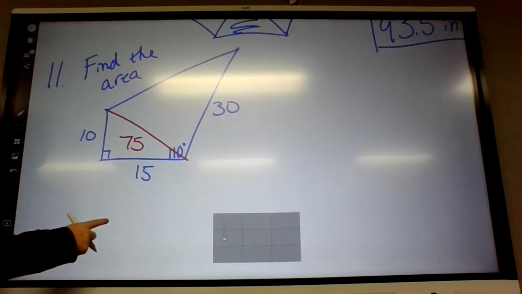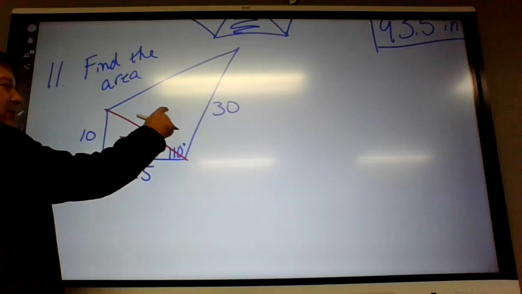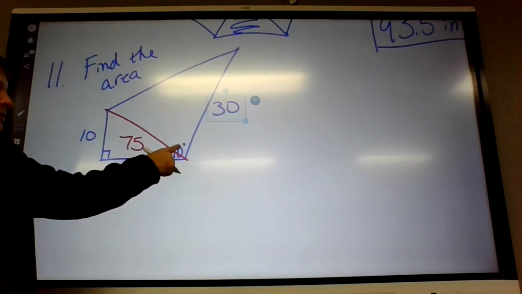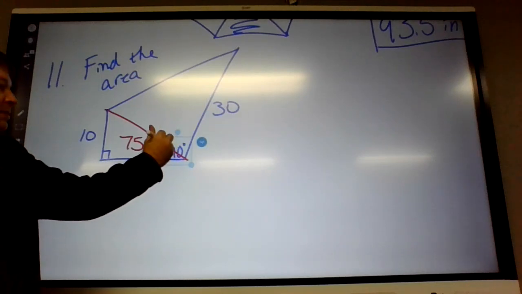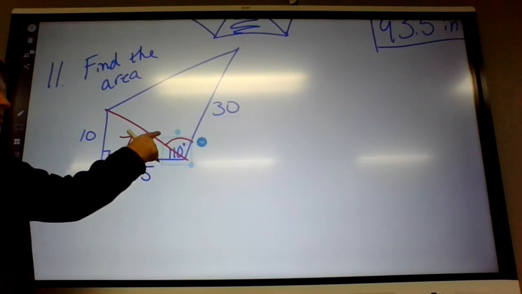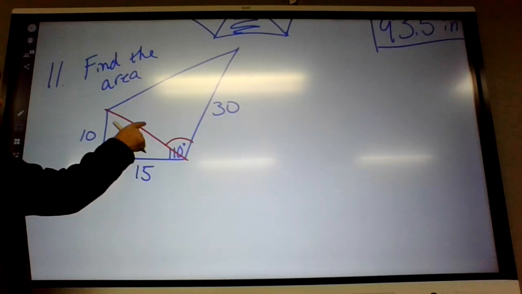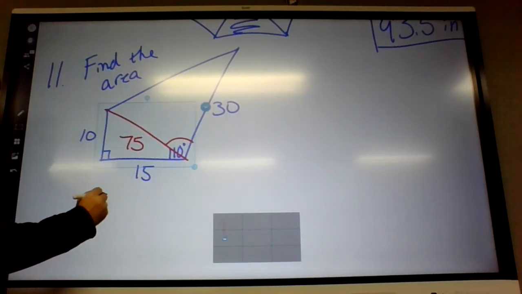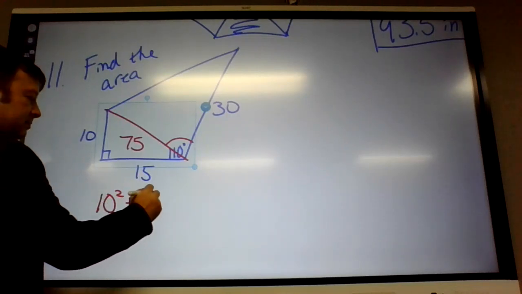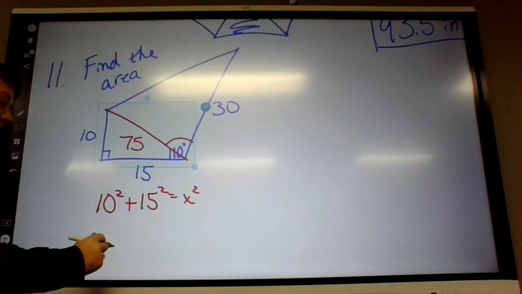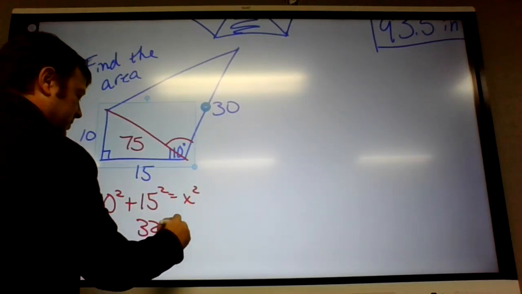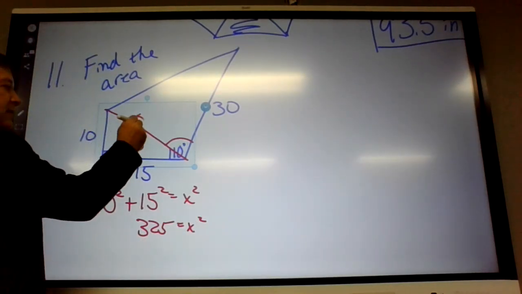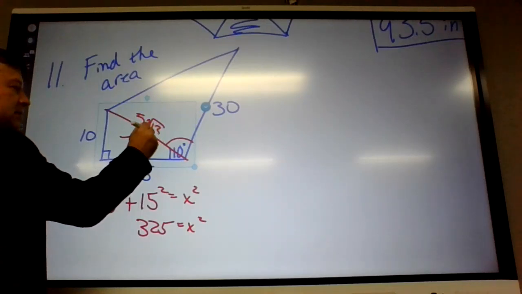So what we're going for up here is side angle side. We have this side, we don't really have this angle, kind of part of it, and then we don't have this side. How could we find this side? Pythagorean theorem. It's 10 squared plus 15 squared, 325, equals x squared. What's the square root of 325? About 18.